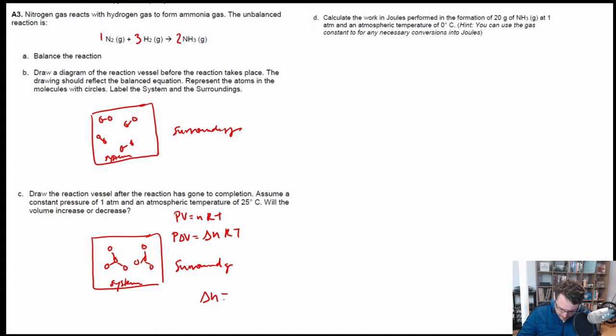So delta N, the final amount, is that we're only going to have 2 moles of gas. But initially we had 4 moles of gas. And so that means that delta N is equal to negative 2 moles in this case. So if the number of moles of gas decreases, then the volume has to decrease as well, in this case. And so that's why those have to go down. That's the direct relationship that you have right there.